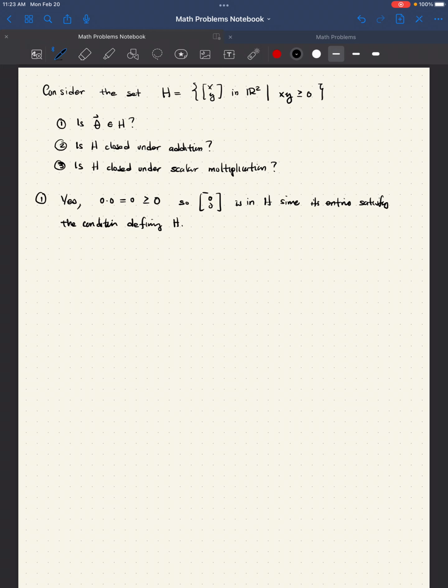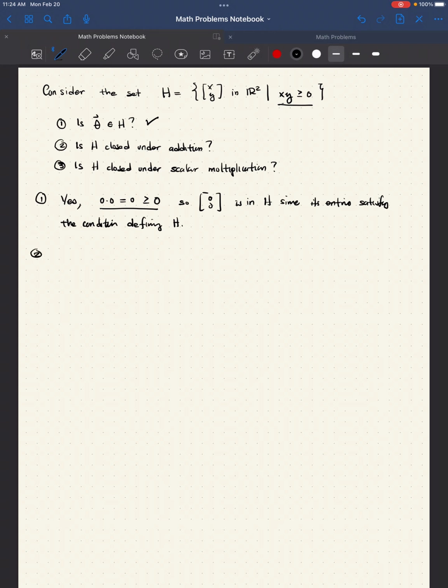That's a notion of set theory. In order to determine whether an element is in the set, we have to examine whether that element satisfies the condition under which the set is constructed. In this case, the product of the entries is greater or equal than 0, which indeed is the case for this. So, boom, we're done with this.